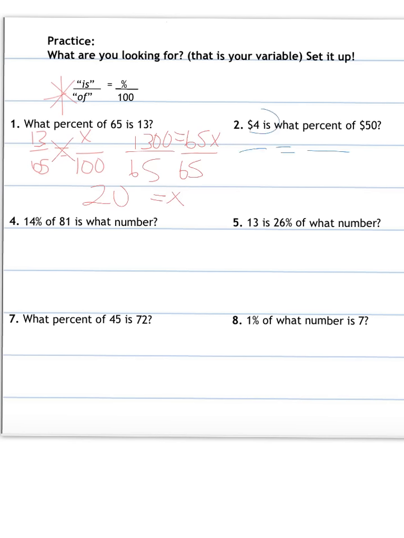Okay, $4 is, so that's the top. Of 50, that would be the bottom. What percent, that's our variable, over 100. Okay. Again, do your cross multiplication. 4 times 100 is 400, divided by 50, and x equals 8. Okay.